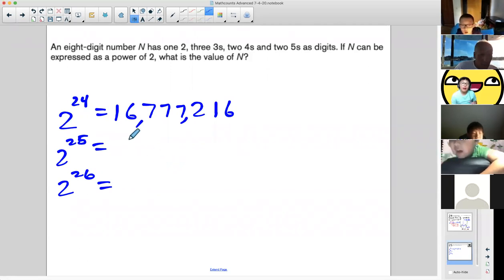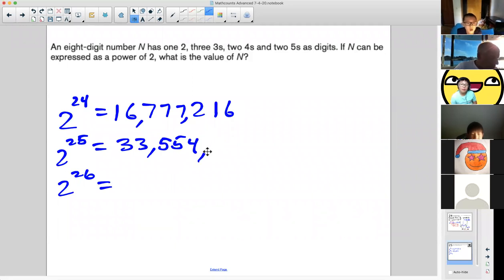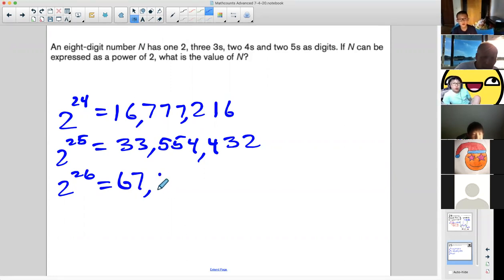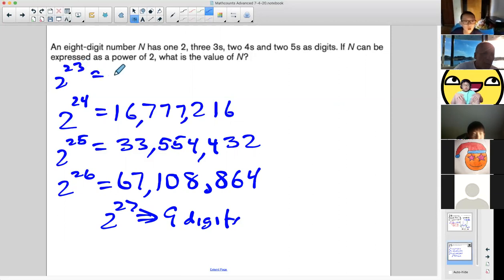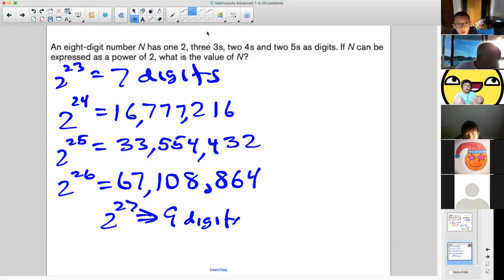33,554,432. I usually like a number, but I'm okay with that. And then 2 to the 26th, guys, is the largest of the 8-digit powers of 2. After that, it becomes 9 digits. So 2 to the 27th is 9 digits, and 2 to the 23rd is 7 digits. And it's 2 to the 25th.